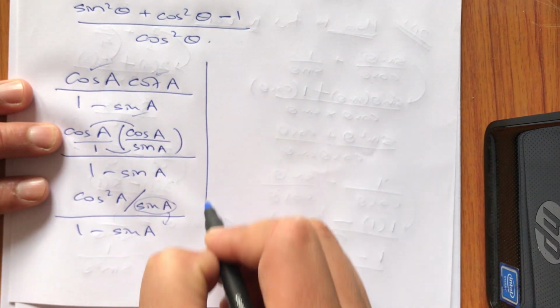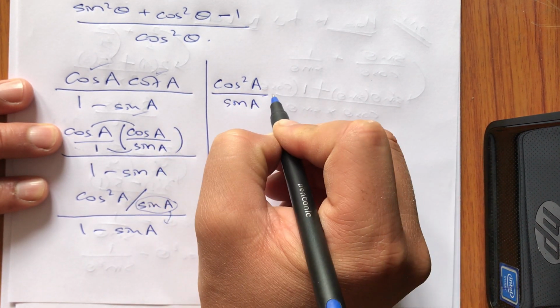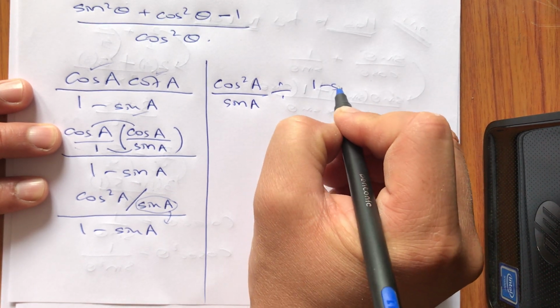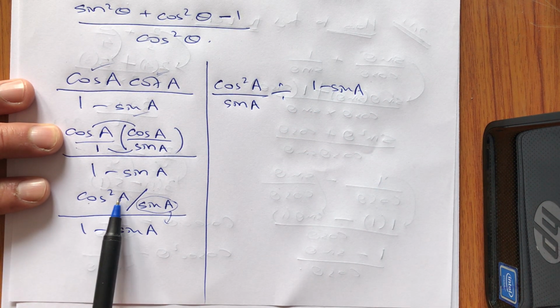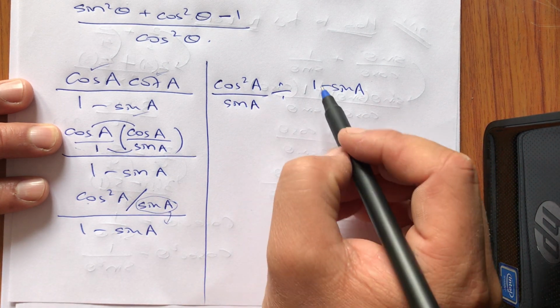I can write it as cos squared A by sine A, and I can write the whole thing being divided by 1 minus sine A. So it is cos squared A by sine A, the whole thing being divided by 1 minus sine A. So I put a 1.